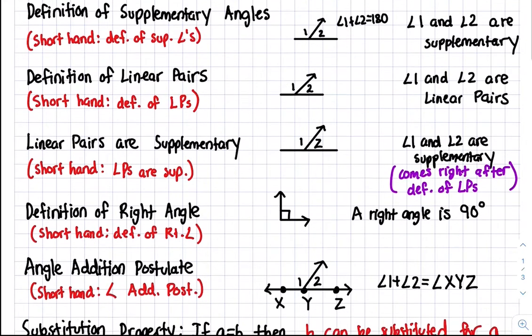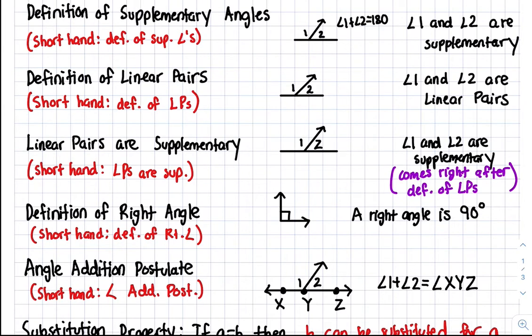Next one, we have definition of right angle. If we have this statement that says a right angle is 90 degrees, then the reason for that is definition of right angle. A right angle is 90 degrees.